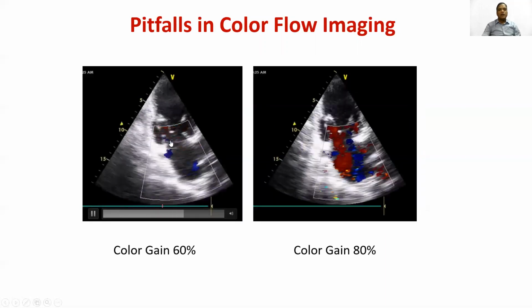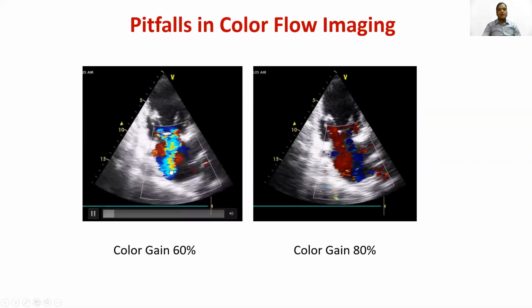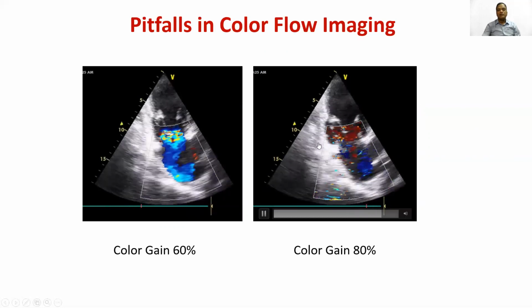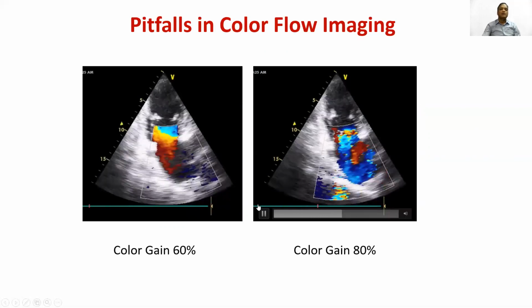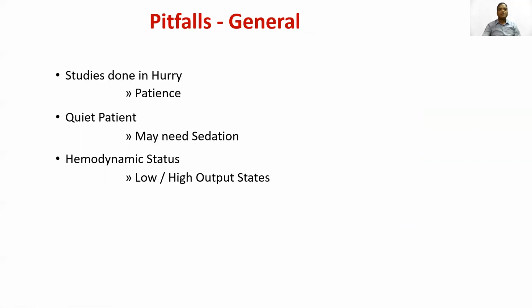And the gain should be adequate. This is a proper color gain of 55%, and in this you can see the regurgitant jet. But when the gain is increased, you can see an abnormal color jet there. The gain and the scale should be adequate.